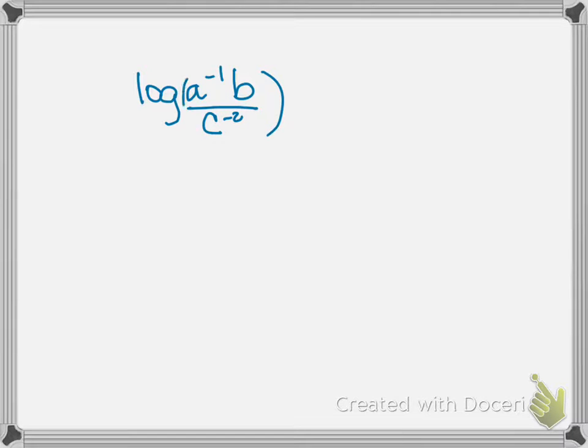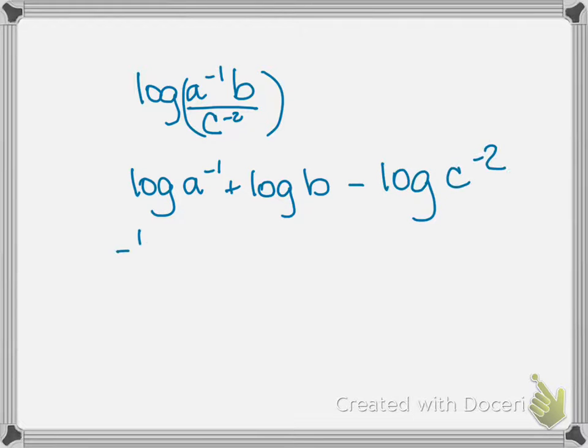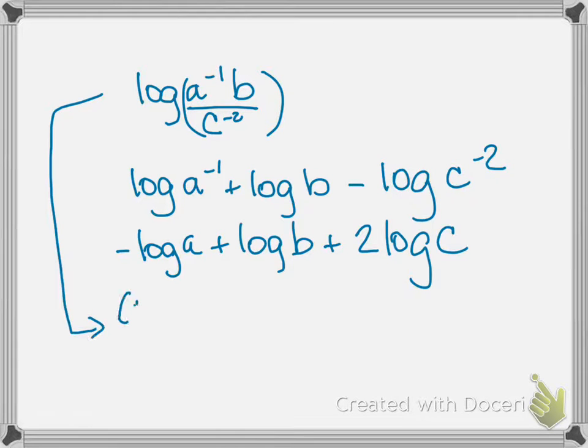Here we have the log of a to the negative 1, b over c to the negative 2. When we start to break this out, the first time we do it, we're going to keep the negative exponents. Becomes the negative log a plus log b plus 2 log c. Notice that the negative 2 for the exponent for c came down.